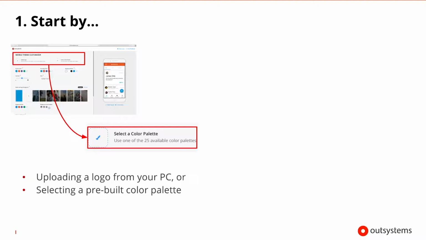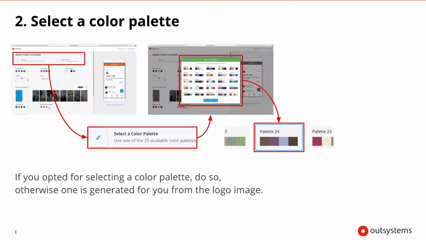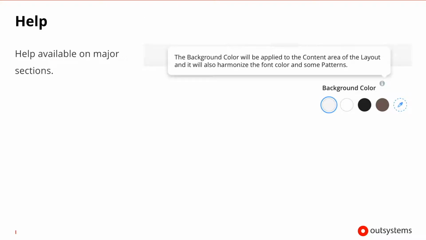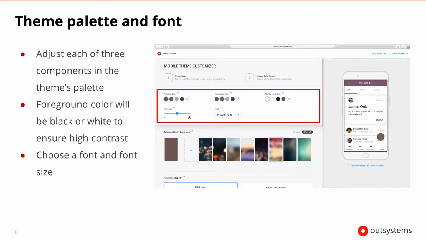So as we've seen, we start by uploading a logo or by selecting from a pre-built color palette. In this case, we selected palette 24. And once you do so, the previewer shows that layout applied to an application. At any point, by hovering over the eye icon in any section, you get a quick help on what that section means. You start to adjust your palette by changing its basic colors and font.